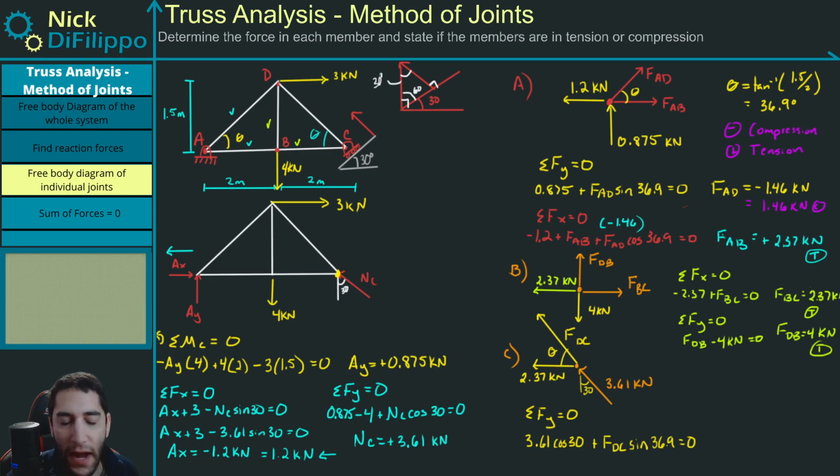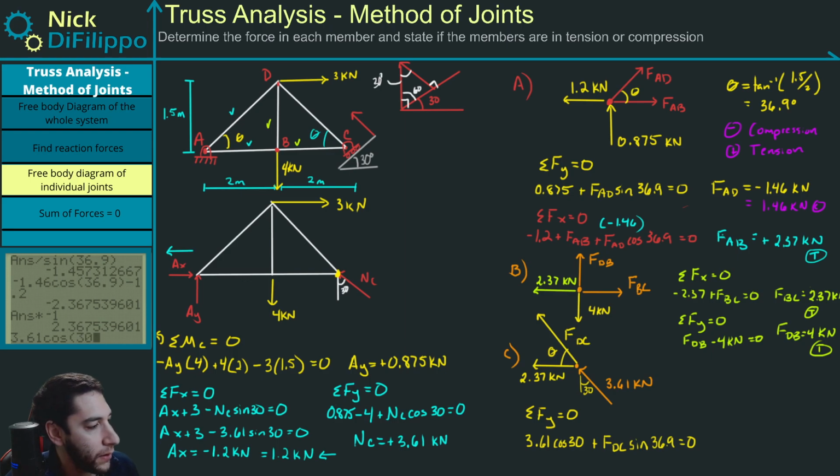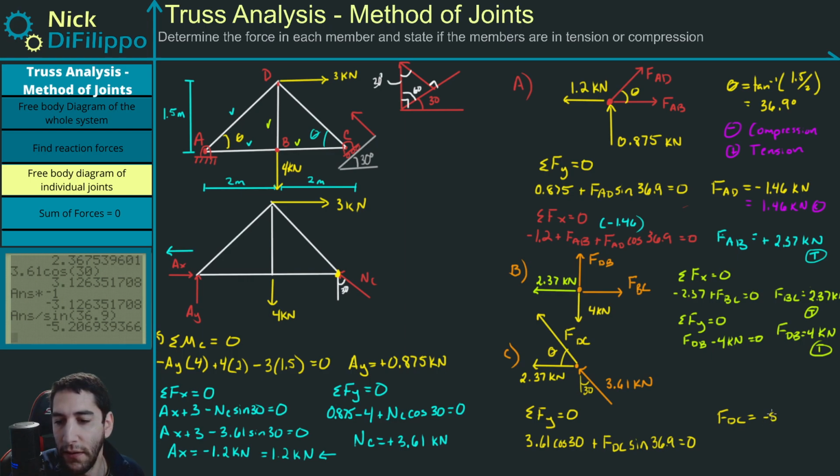And we can solve for FDC. To solve for FDC, we're going to do 3.61 cosine of 30, bring this to the other side of the equation, divided by the sine of 36.9. And we get FDC is equal to minus 5.2 kilonewtons. So this is equal to 5.2 kilonewtons in compression.